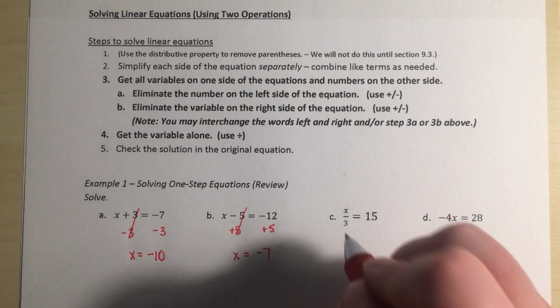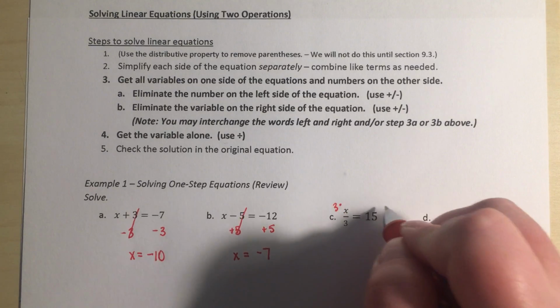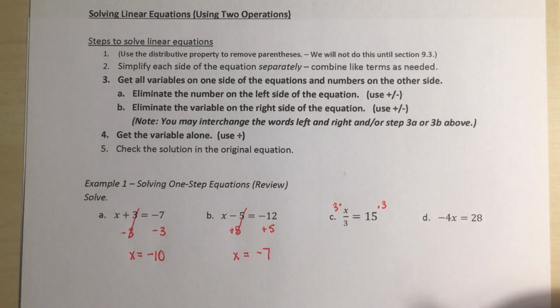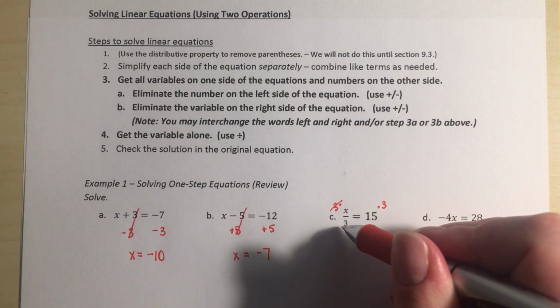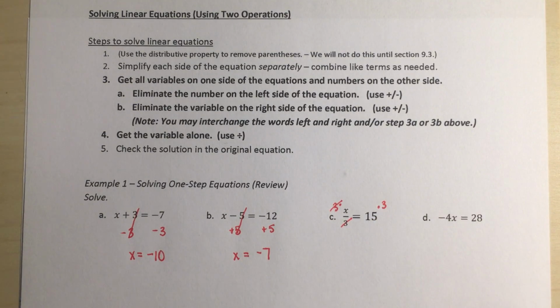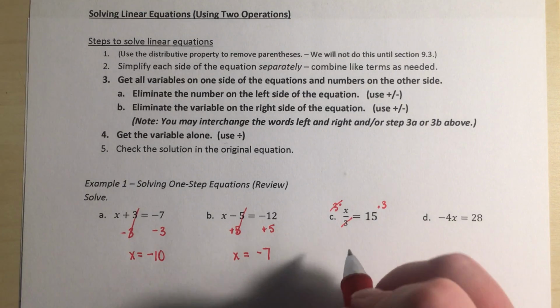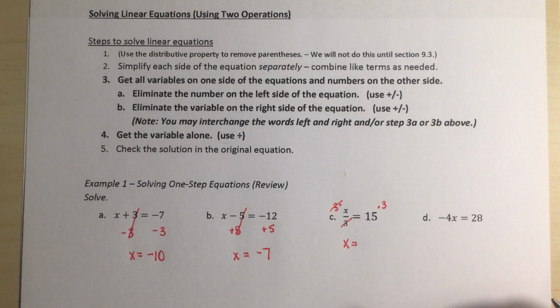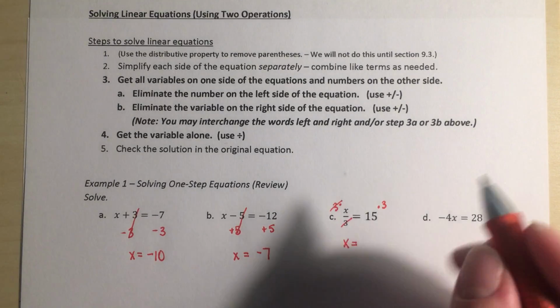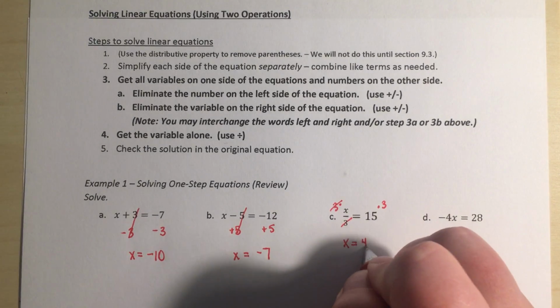For C, we're going to start by multiplying both sides by 3. Because right now x is being divided by 3, we want to cancel out the division by multiplication. So we're going to multiply both sides by 3 because that's what's in our denominator. So on the left side, we're just left with x. On the right side, 15 times 3 gives us 45.